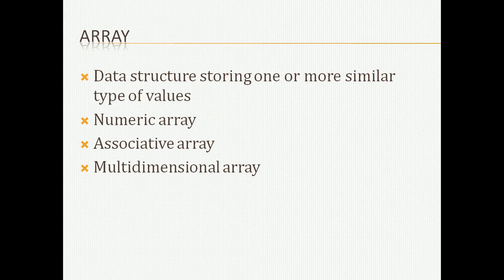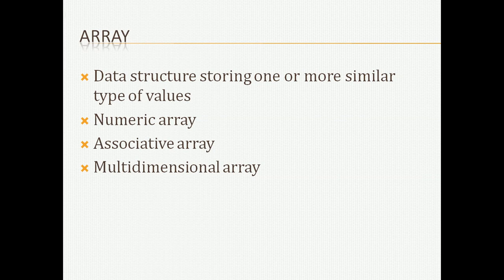Next one is associative array. In an associative array you have the flexibility. Here you have the keys as strings, and then you can assign the value to those keys. Third one is multi-dimensional array, in which the values of the array are arrays themselves.